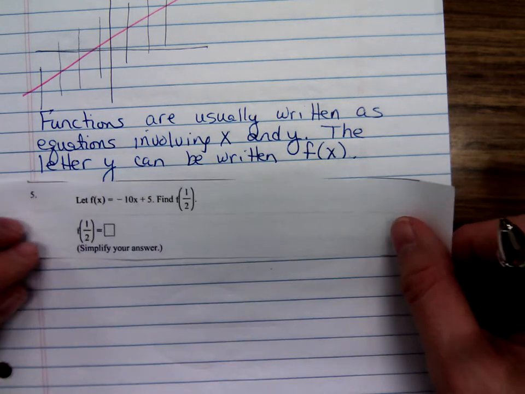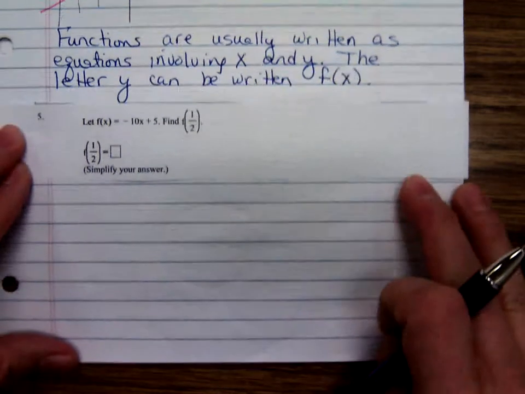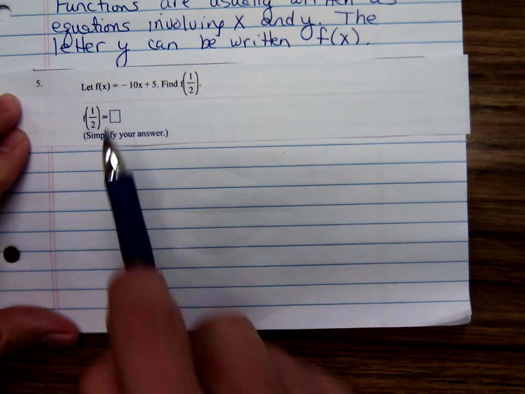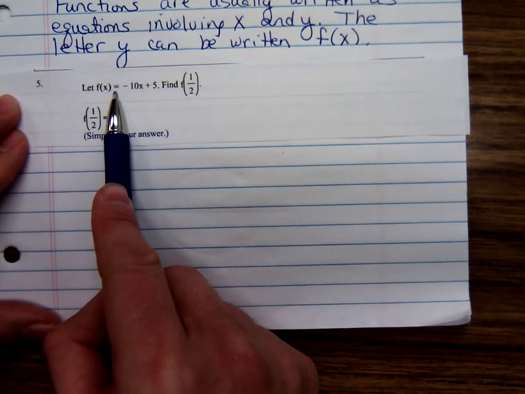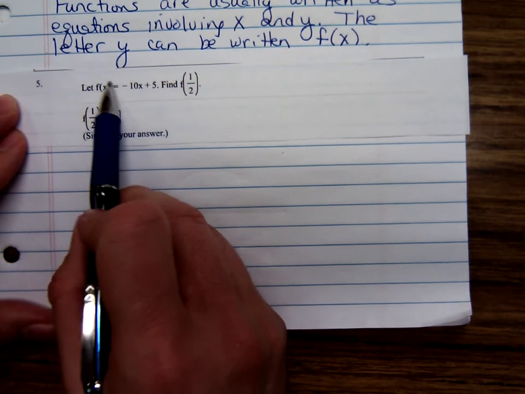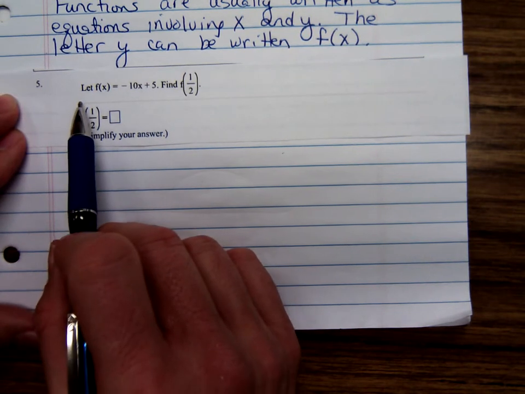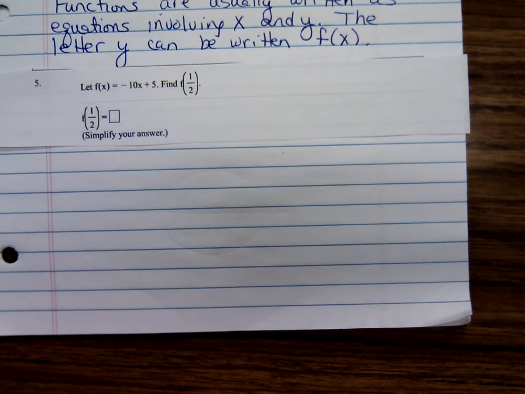Here's number 5. So we have an equation. Remember, equations have equal signs. But instead of the letter y being used, there's this f parentheses x, the function notation. And so it says f of x equals negative 10x plus 5. Find f of 1/2.